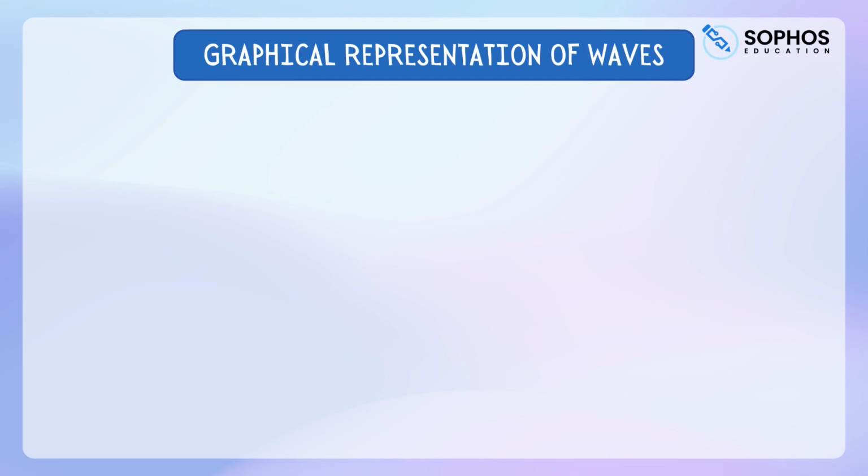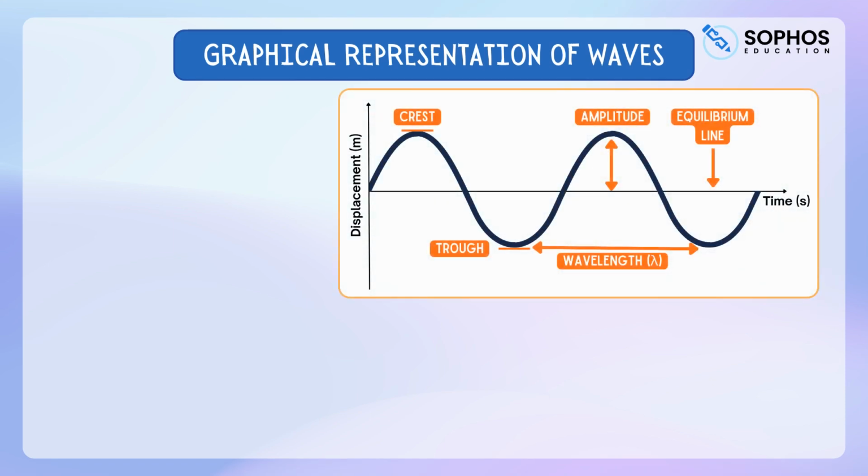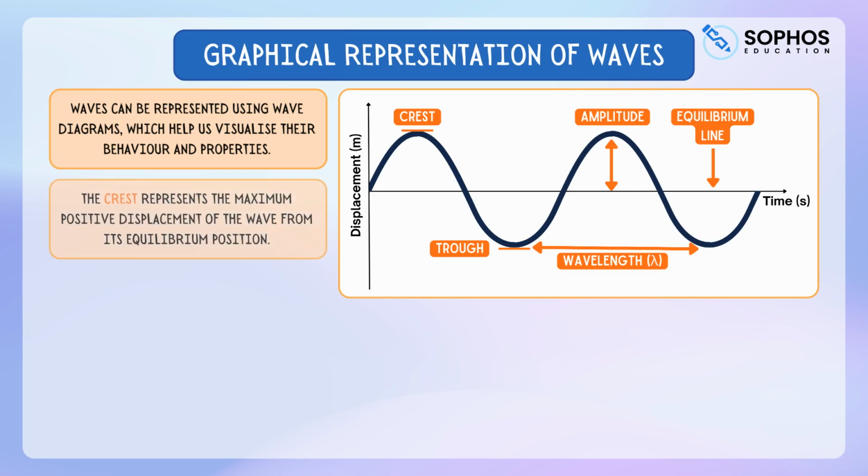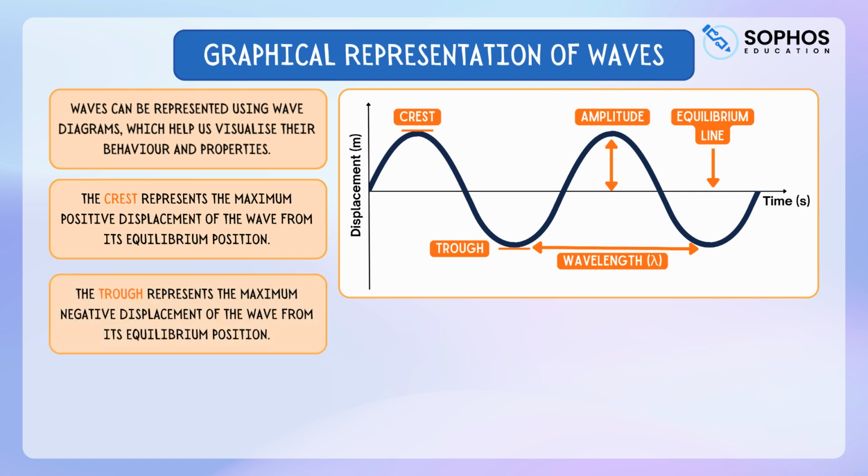In today's lesson, we focused on understanding the main features of a wave graphically. We started by learning how waves can be represented using wave diagrams, which helps us visualize their behavior and properties. We then discussed key features of a wave, including the crest or peak, which represents the highest point of maximum positive displacement, and the trough, which is the lowest point of maximum negative displacement.